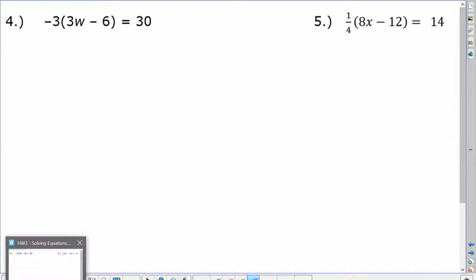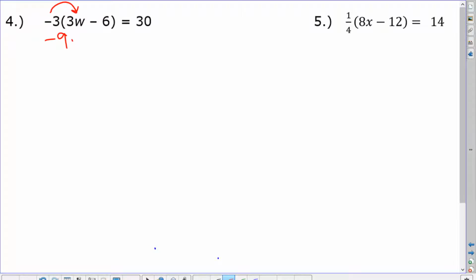Let's take a look at the next 3. In these questions, we're going to have to distribute to clear the parentheses. So let's take a look at number 4. Negative 3 times 3w is negative 9w. Negative 3 times subtract 6 is the same as negative 3 times negative 6. Negative times a negative makes a positive. Rewrite the answer. Use the additive inverse to clear my constants. Rewrite the problem.